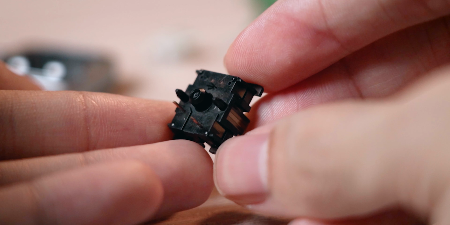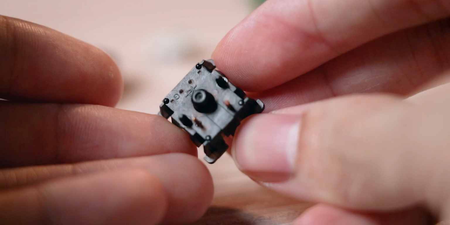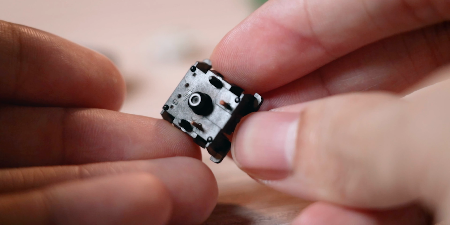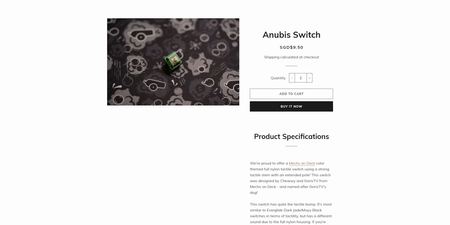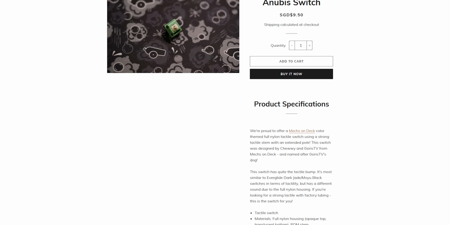Like most switches manufactured by Durock, it also has a 5-pin design, so it is a PCB-mounted switch. As for pricing, we got the Anubis from Ilum KB for $9.5 for 10 switches, so that comes out to about 3 ringgit per switch, so that puts it in the same price point as other high-end switches.